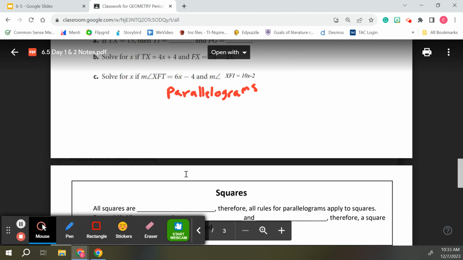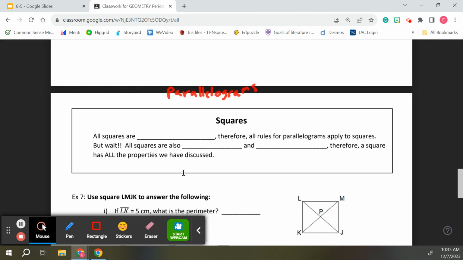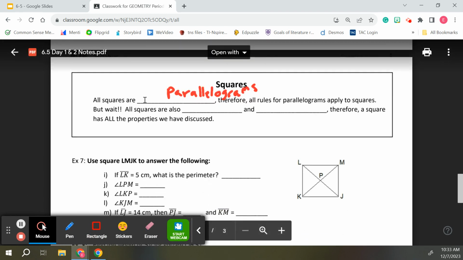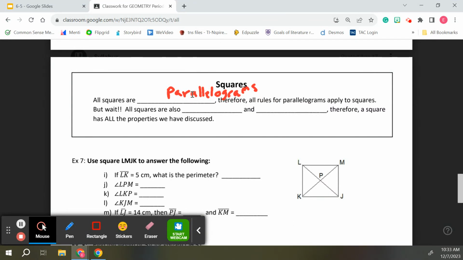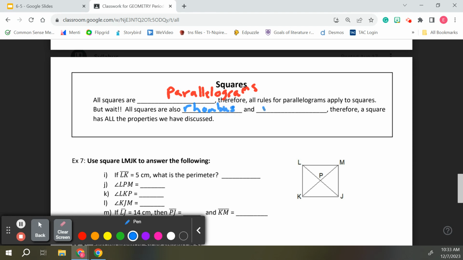Okay, all right, let's take a look at squares. So this is going to help us. All squares are parallelograms. Write that in. Therefore, all rules of parallelograms apply to squares. But wait, there's more. Squares are also rhombuses and a rectangle. Therefore, a square has all the properties that we have discussed.